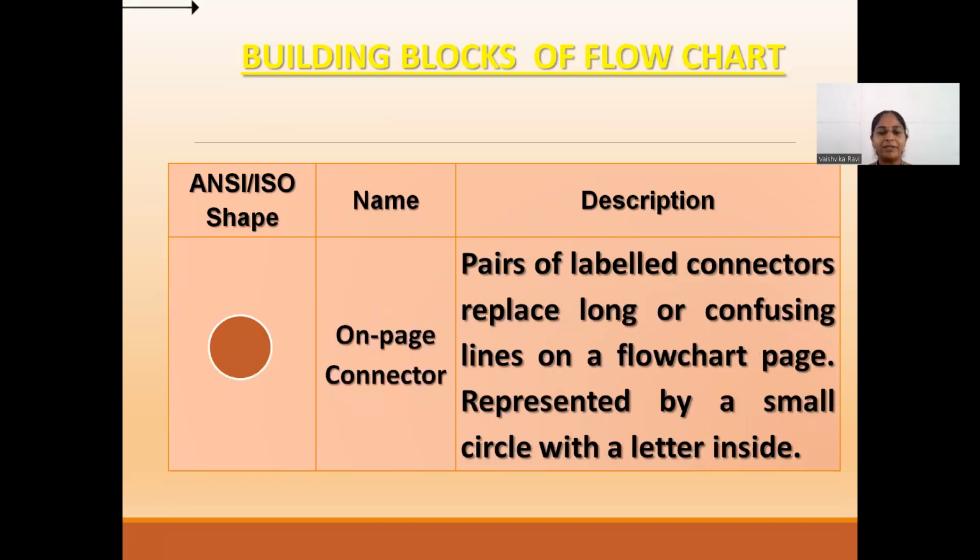Next one is the on-page connector. It is a pair of labeled connectors that replace long or confusing lines on a flowchart or page. It is usually represented by a small circle with a letter inside, which will be used twice.